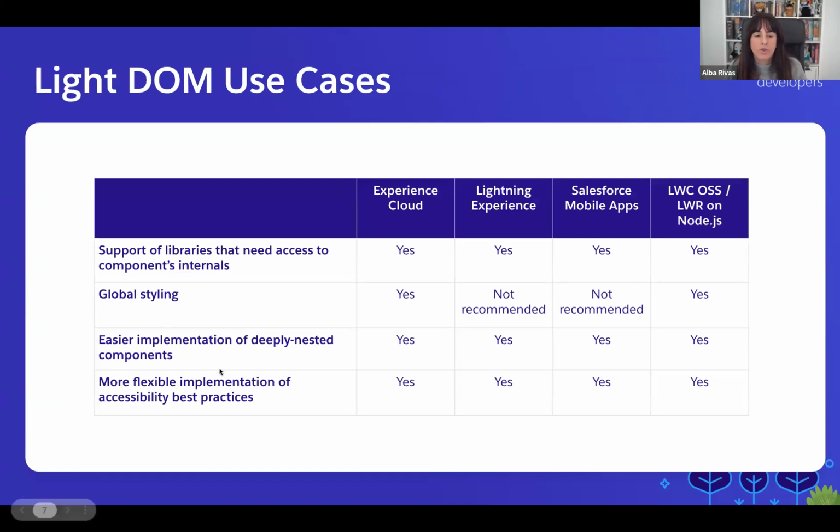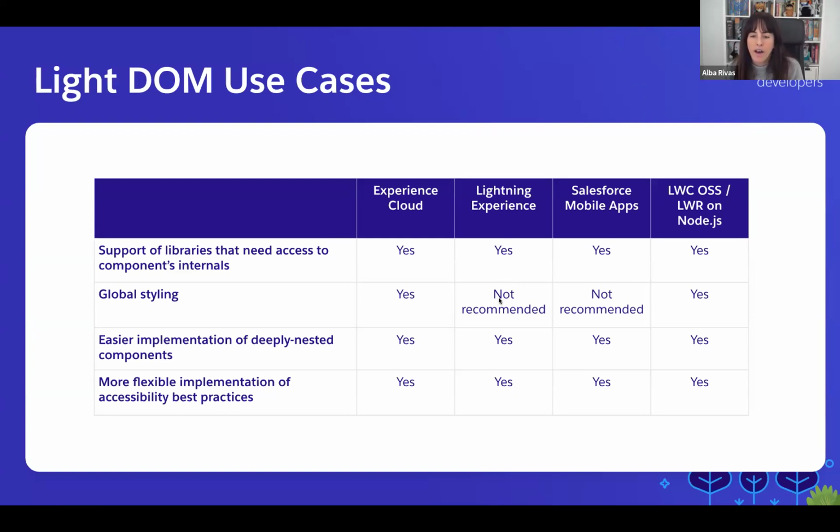There are two more use cases, which are these two here. You can use Light DOM to implement deeply nested components easily. For instance, a typical example is a data table with rows, right? You could open the DOM of the rows so that the interaction between the table and the rows is easier. And it also helps with accessibility. You can read more about that in the blog that I published.